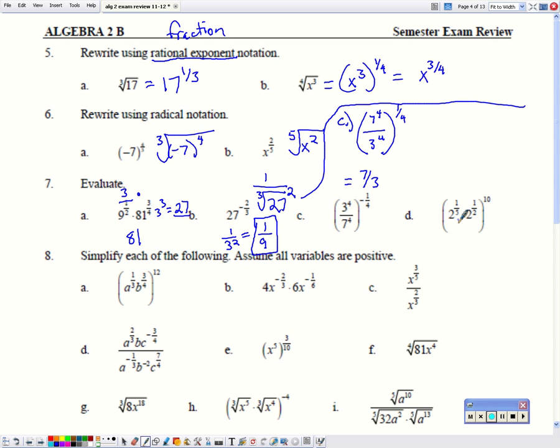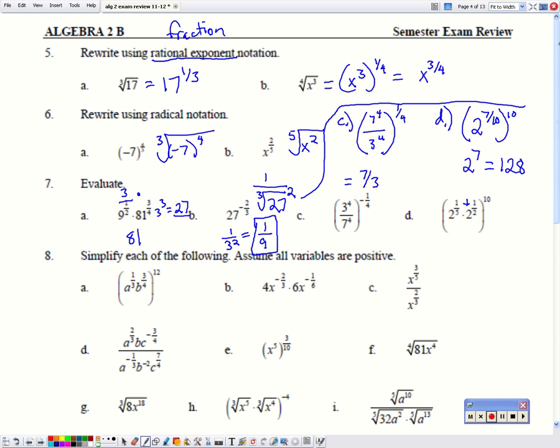Letter D. The first thing I can do, I have common bases 2 and 2, so 1/5 and 1/2 can be added. If I add 1/5 and 1/2, I get 7/10. So D, I've got 2 to the 7/10 inside the parentheses, raised to the 10th power. Well, when I raise a power to another power, I'm going to multiply. Here I added the powers again. And that would just give me 2 to the 7th. I would leave it 2 to the 7th. If you want to rewrite it as 128, you can.